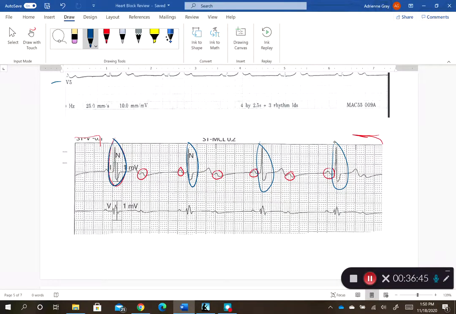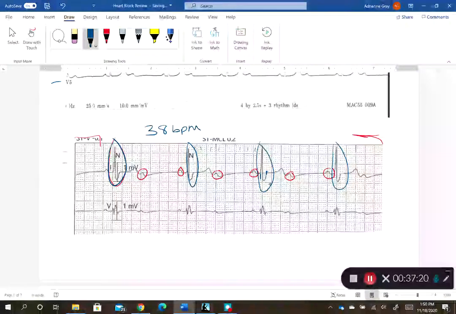Let's figure out our rate really quick. Got 5, 10, 15, 20, 25, 30, 35, 40 blocks in between each QRS. So 1500 divided by 40 gives me a rate of 37.5, so we'll call that 38 beats per minute. So it is slow. My QRS looks like it's starting to get a little wide. It's still narrow, about 3 blocks, but it's getting there, right on the line. So wherever my heart block is, it's probably pretty close to the AV node.